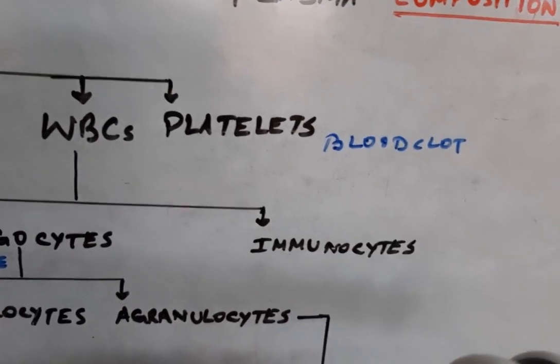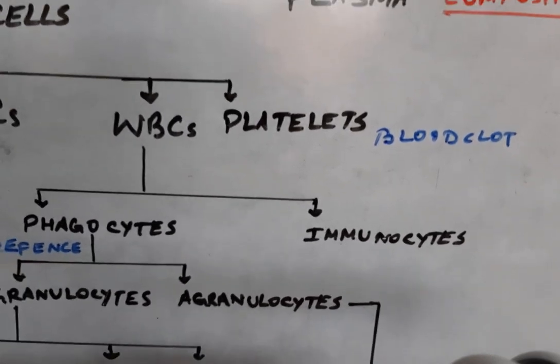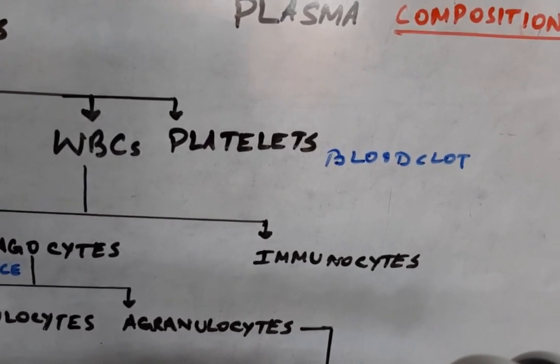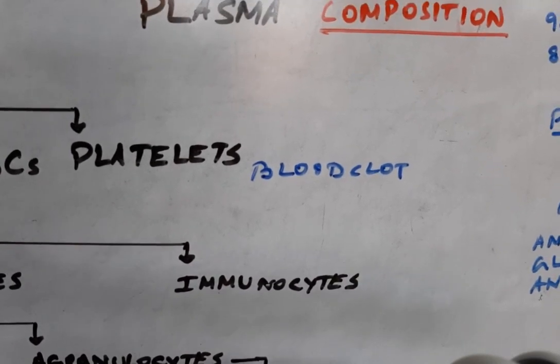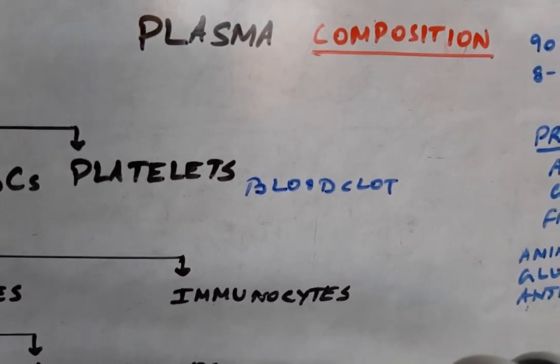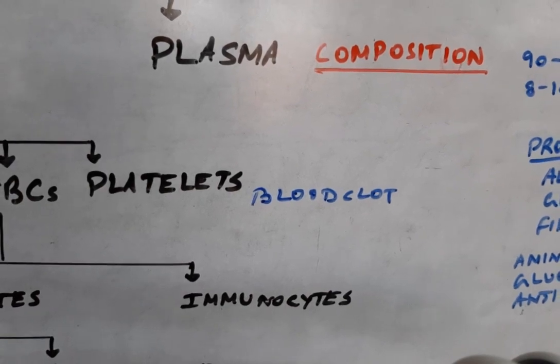Now next is platelet that I told you. Platelet is also known as thrombocyte. This is a non-nucleated cell which is very small, oval and rounded. It is also a colorless cell and helps in the formation of a clot.